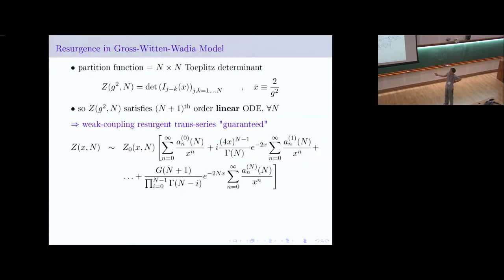Okay, so the jk-th entry of the matrix is a Bessel function with index j minus k. Okay, so the diagonal is just I0, next line is I1, then I2, I3. Okay?